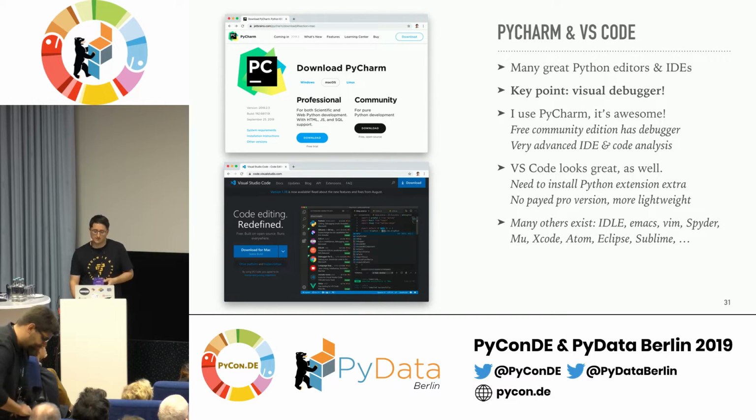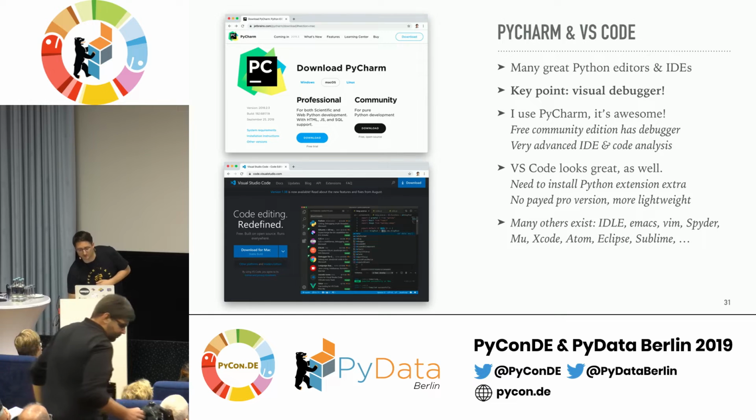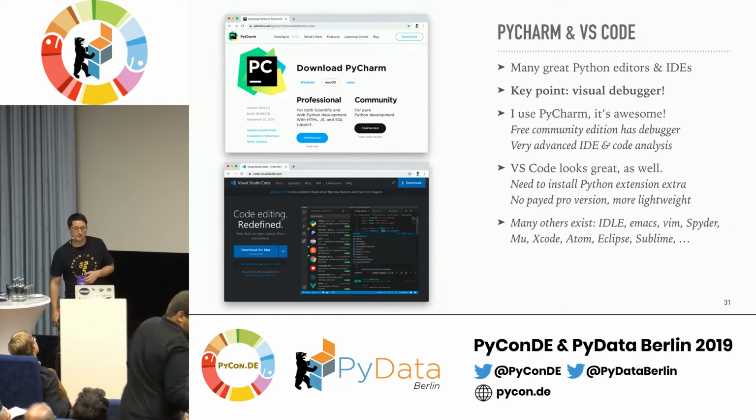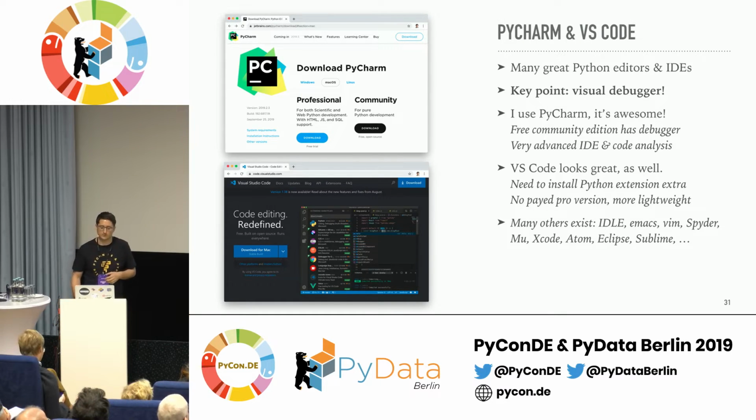With PyCharm, you have the free community edition, which has a debugger. It's a very advanced IDE in code analysis. And then Visual Studio is great as well. There you need to install the Python extension extra. But then you also have the debugger. And there are many more editors and IDEs with varying levels of debugging support.